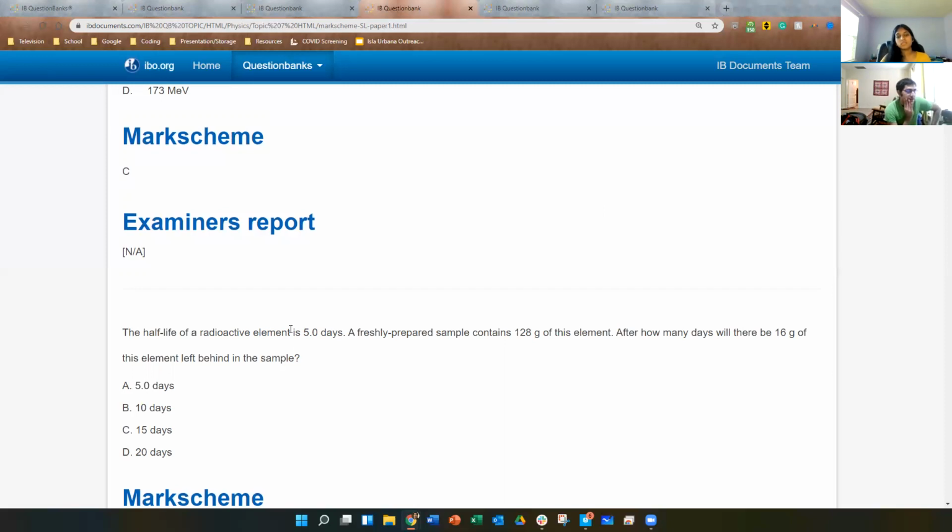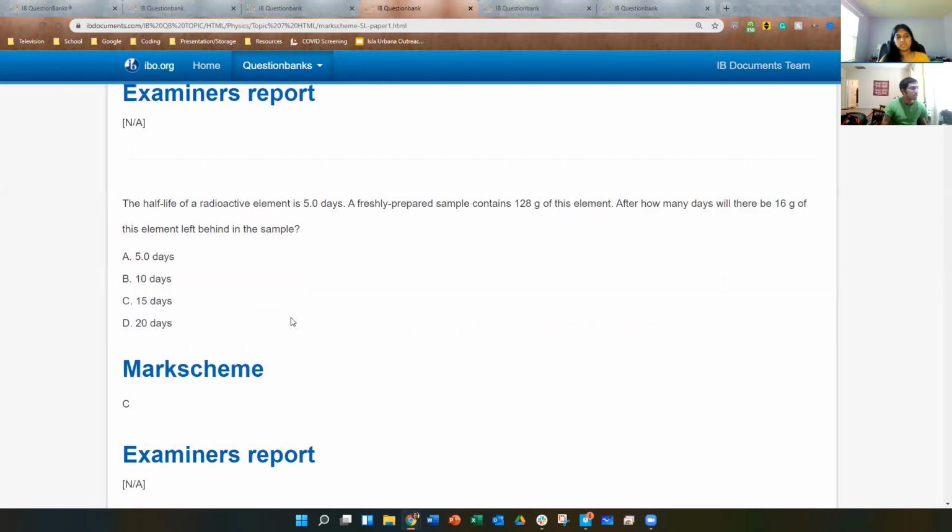The half-life of a radioactive element is 5 days. There's 128 grams. After how many days will there be 16 grams? So 128 over 16 is 8, right? So that is 3 half-lives, because 2 to the third power is 8. We're trying to find 128 times 1/2 to the what power gives 16. Yeah, 1/8, so 2 to the power of 3. So three half-lives, and if it's 5 days each, that's 15 days.